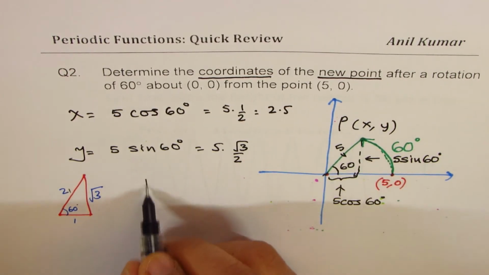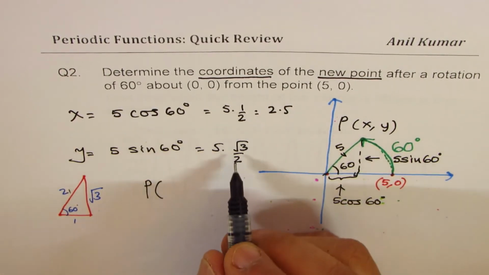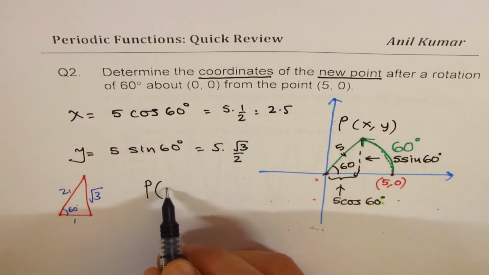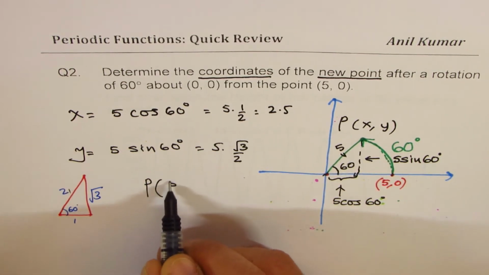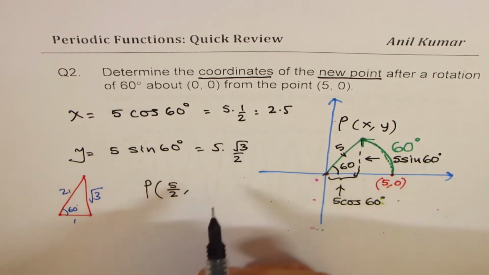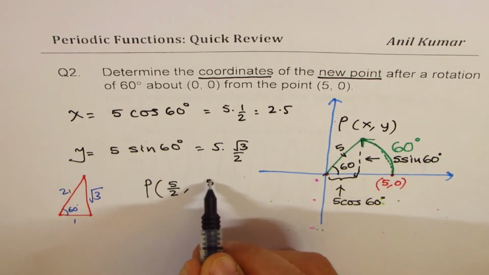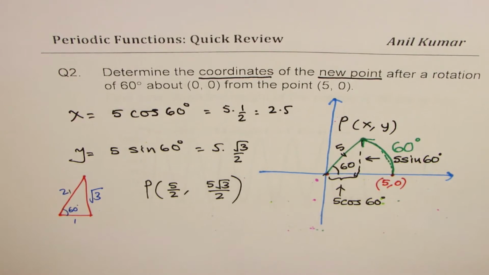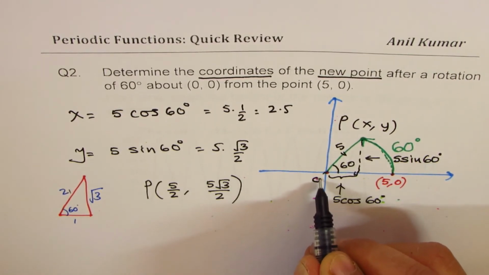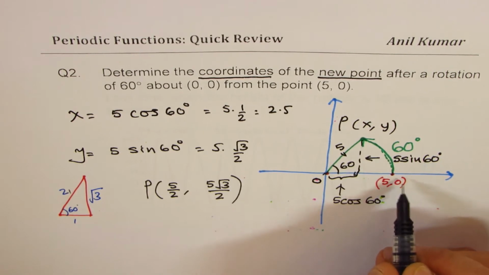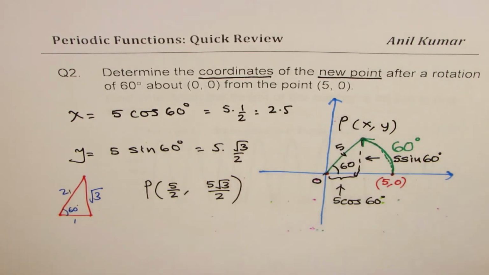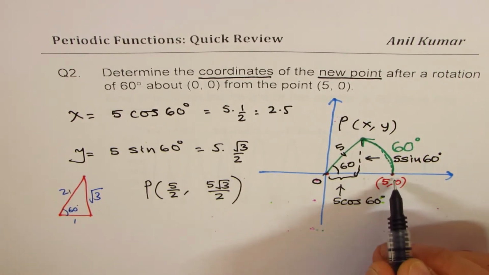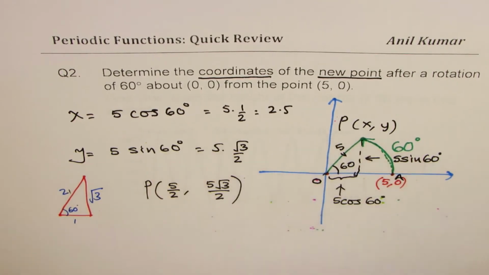So we could write the new point P as the x value is 2.5. Okay, let me write 5 over 2 since I want to write this also in the same fashion. 5 square root 3 over 2. Now that becomes the new point. So I hope the concept is clear. What happens when we rotate a point and get to a new point, right? So let's say the point was A, we rotate it to P.